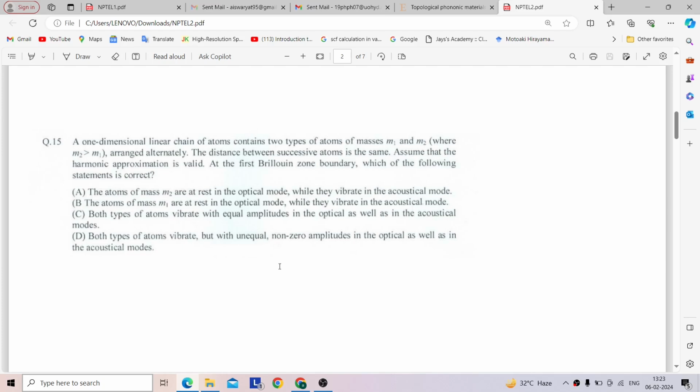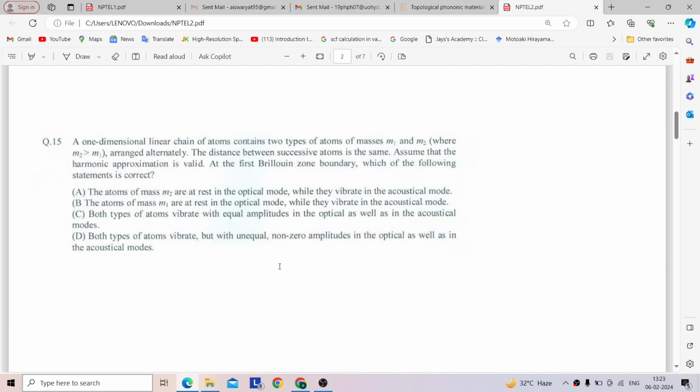A one-dimensional linear chain of atoms contains two types of atoms of masses m1 and m2, where m2 greater than m1, arranged alternatively. The distance between successive atoms is the same. Assume that the harmonic approximation is valid. At the first Brillouin zone boundary, which of the following statements is correct?